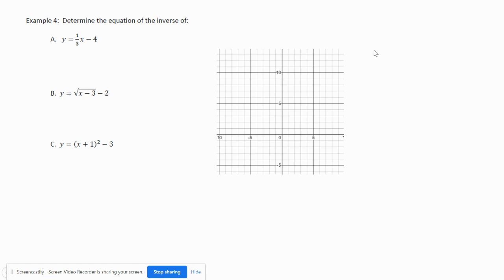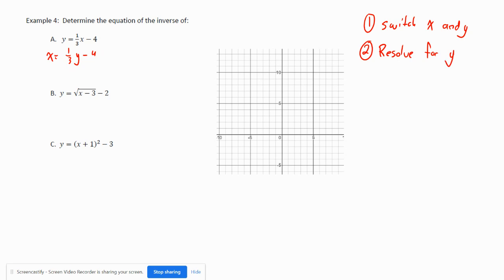Okay, example 4. Determine the equation of the inverse of y equals 1/3 x minus 4. So here's going to be step number 1. Step number 1 is going to be switch x and y. So if I have y equals 1/3 x minus 4, I'm going to make it x equals 1/3 y minus 4.